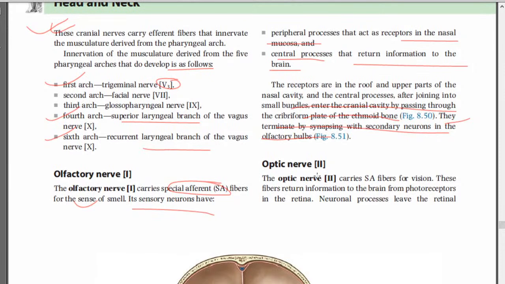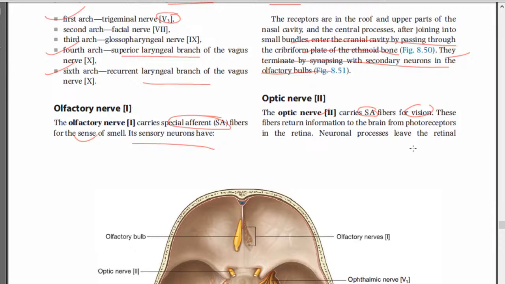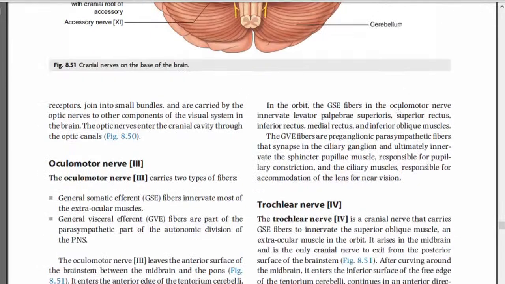Let's talk about the optic nerve. It carries special somatic afferent fibers for vision. Since it is vision, it is a special sense. These fibers return information to the brain from photoreceptors in the retina. Neural processes leave the retinal receptors, join together, and head by the optic nerve to the components of the visual system in the brain. The optic nerve enters the cranial cavity through the optic canal.